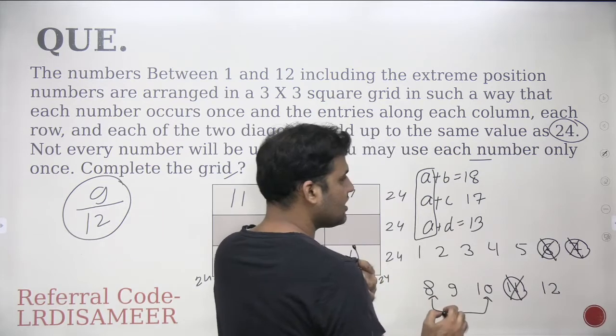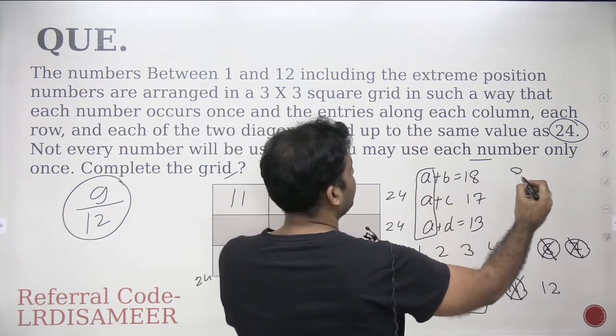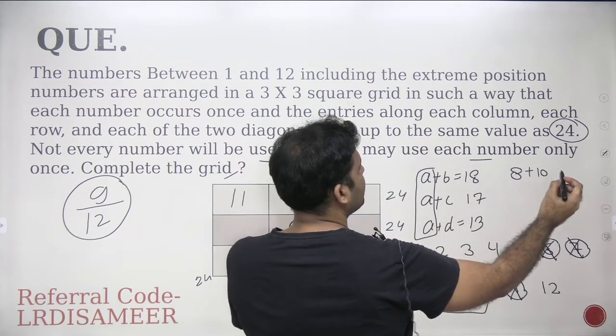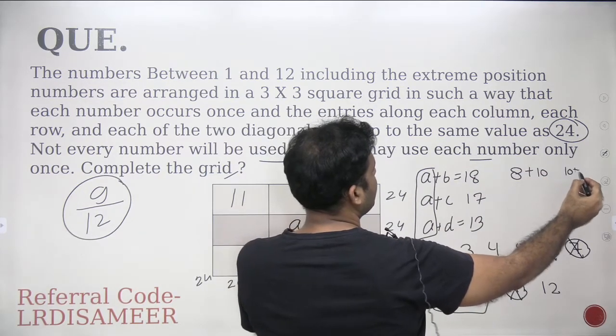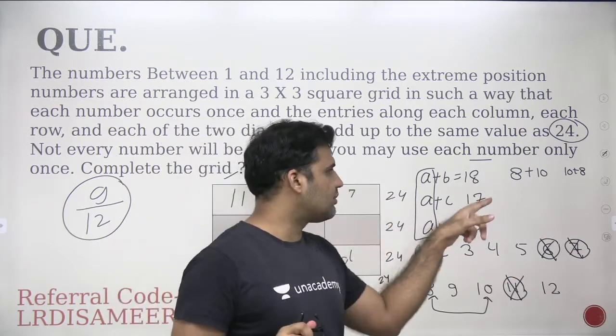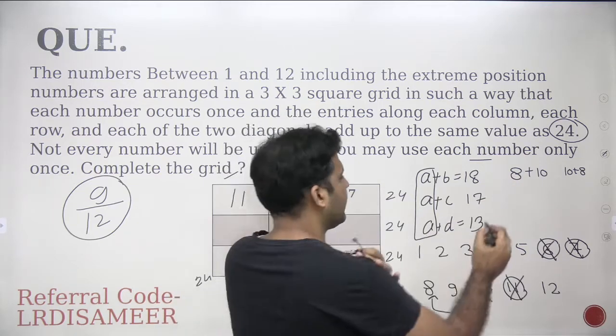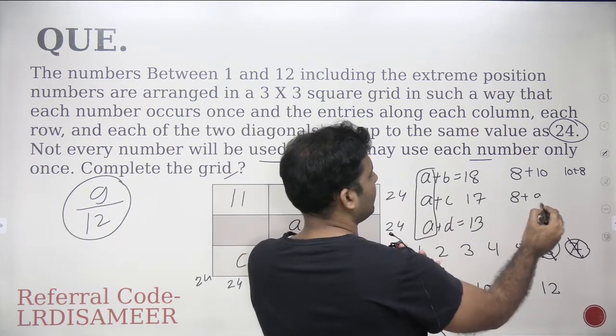Only 8 plus 10 can give you 18. Now, A can be 8 and B can be 10, which is one possible case, or A can be 10 and B can be 8, which is another possible combination. Now let's see how A plus C can be 17. If I take A as 8, then C needs to be 9. 9 is available to us.